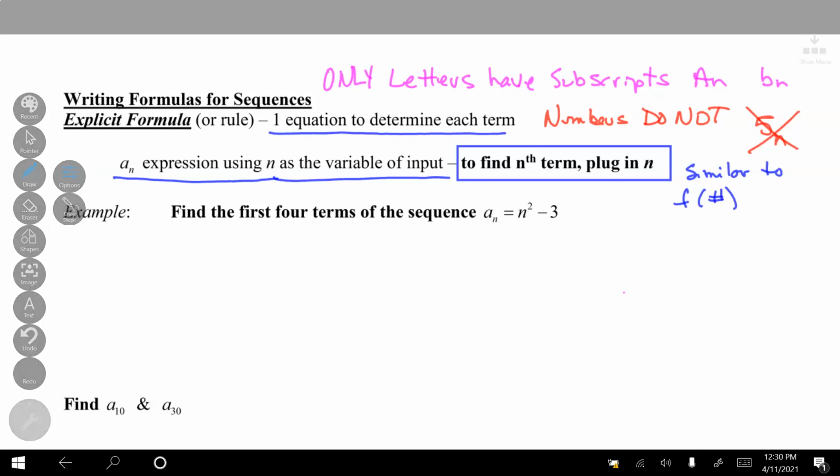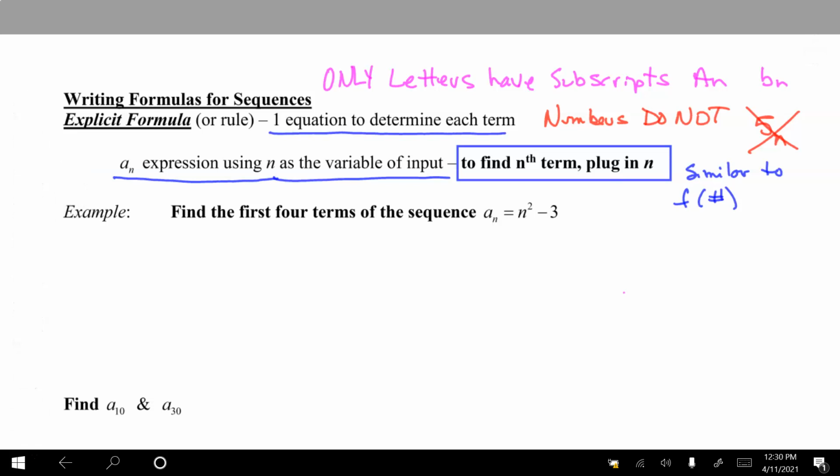So an explicit formula is a very easy way to figure out the terms in a sequence, because all you're going to do is plug in a number. And you're going to plug in numbers like 1, 2, 3, 4, 5, or 10, or 1,000. You're never going to plug in 7.2 or 8.3 or pi or something else, because you can't do that with sequences. You only can plug in whole numbers.